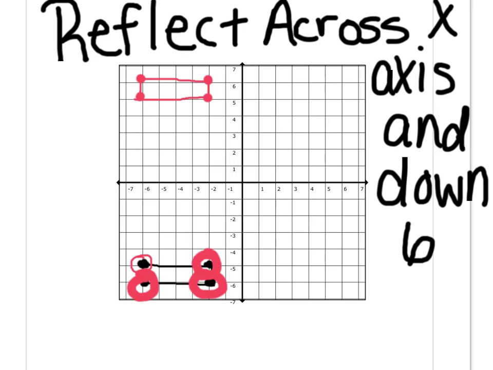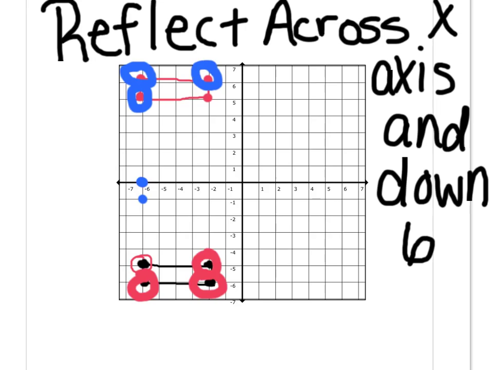Okay, it's supposed to be an even rectangle. Now we move it down 6. So we take each point, we'll start with this one. We're at negative 6, 6, and we go down 6, so we're now at negative 6, 0. This point is at negative 6, 5. It becomes negative 6, negative 1.